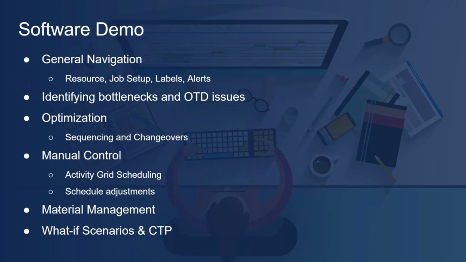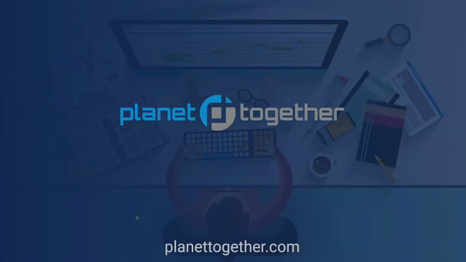And we showed that you can constrain by not only capacity, when are your resources available, but also by the raw material inventory on hand that you have to schedule those jobs. And then, of course, one of the most requested features is the what if functionality and the capable to promise functionality. All right, so that's it.